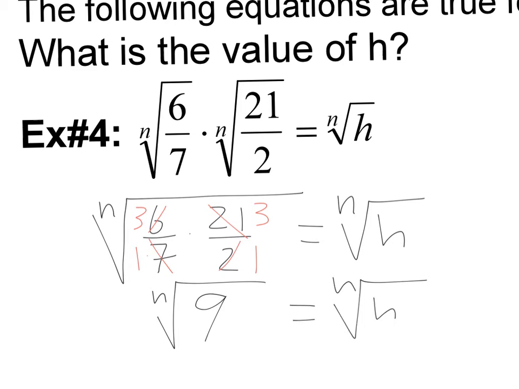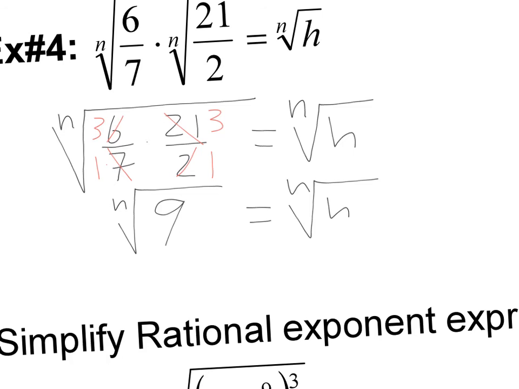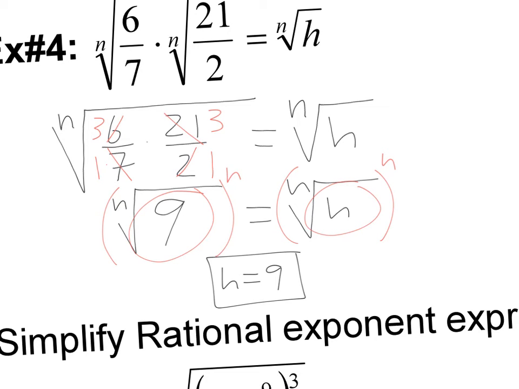And so, we can see, we could actually do algebra if we wanted. I mean, we could raise both sides to n. But you really don't need to. You should be able to see right away that the 9 and the h are in the same spot. Therefore, h equals 9. Boom.